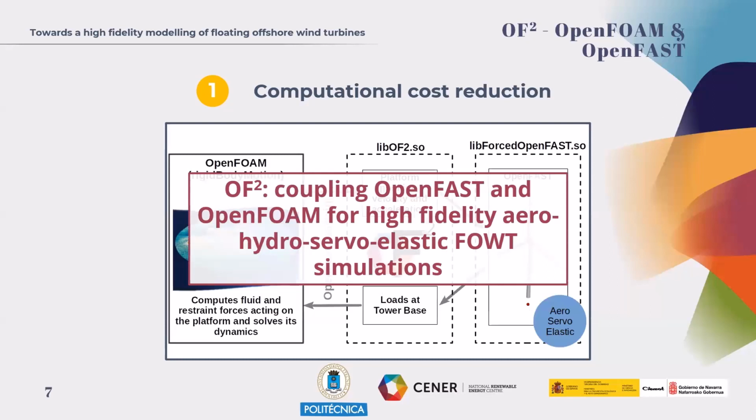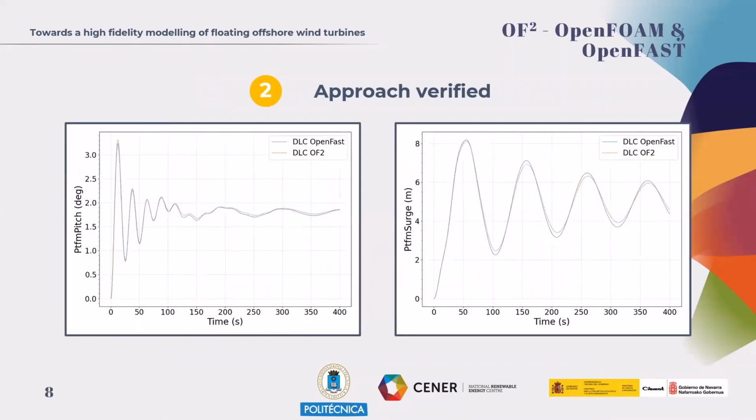This approach has been verified in a paper that has been accepted for publication, which is called Coupling OpenFAST and OpenFOAM for High Fidelity Aerohydroservoelastic Floating Offshore Wind Turbines Simulation. Here on the left figure, we can see the platform pitch displacements, and on the right, the platform surge. This is a quite simple case, and we have a good agreement between the OF2 tool and the OpenFAST only simulations. This way, using OF2, we can overcome some limitations of the current model implemented in OpenFAST.